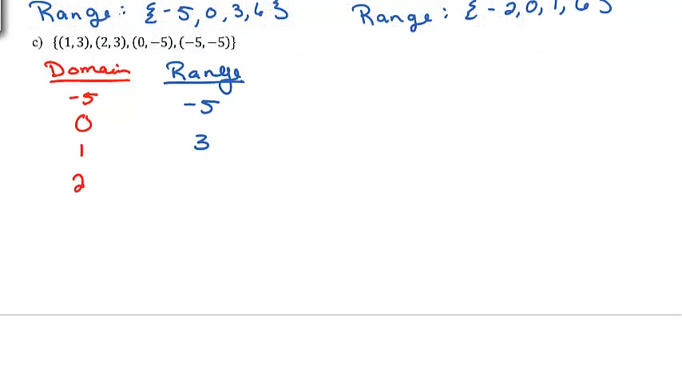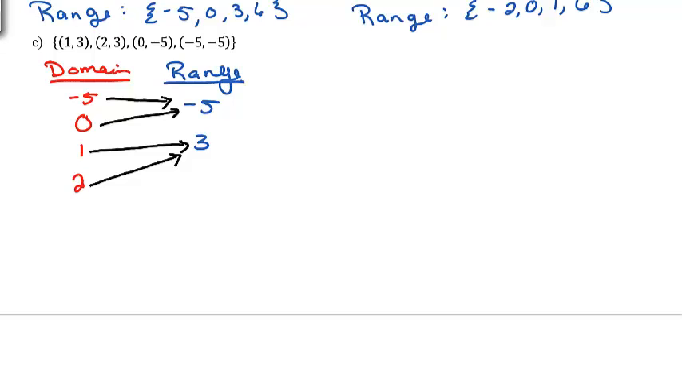And then we're going to draw on our arrows. So we have the point (1, 3), so we draw an arrow from the 1 over to the 3. And then the point (2, 3), so an arrow from the 2 in the domain to the 3 in the range. And then (0, -5). And the last point, (-5, -5).